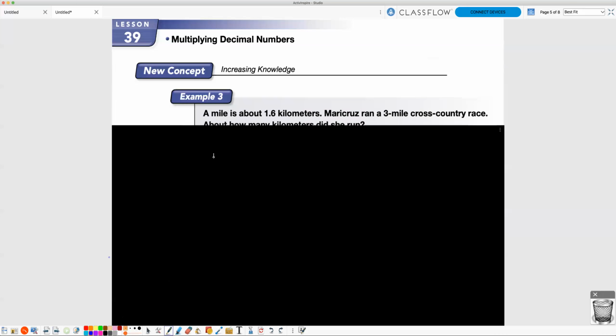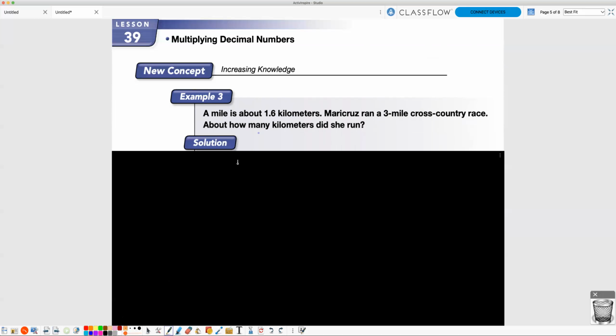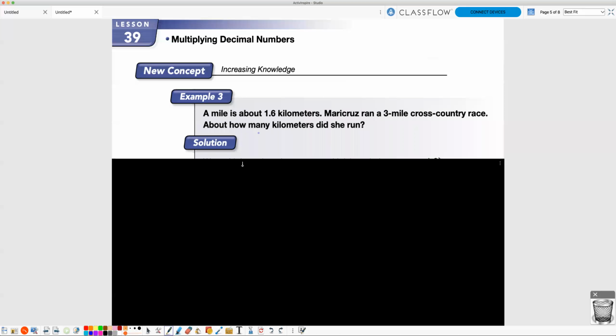Example 3. A mile is about 1 6/10 kilometers. Marie Cruz ran a 3-mile cross-country race. About how many kilometers did she run? So in this case, I need to multiply. I'm looking at 1 6/10 times 3.